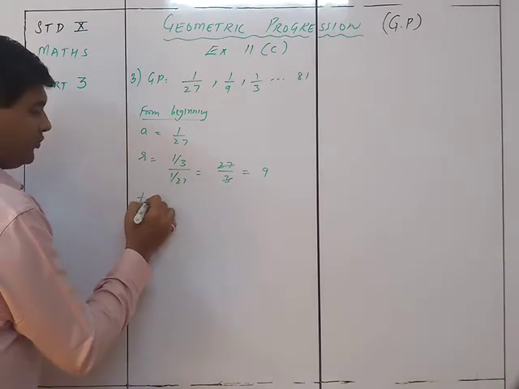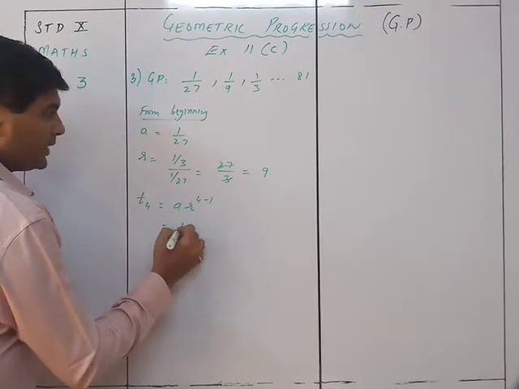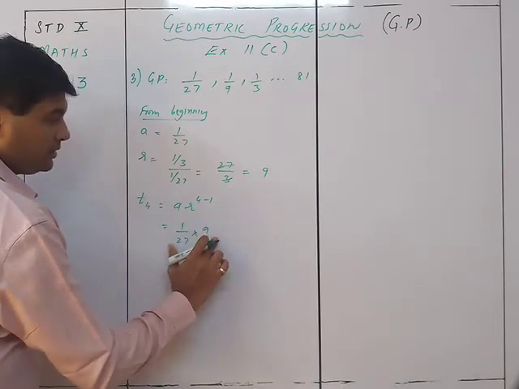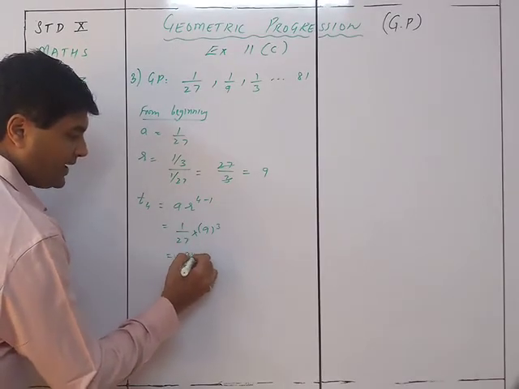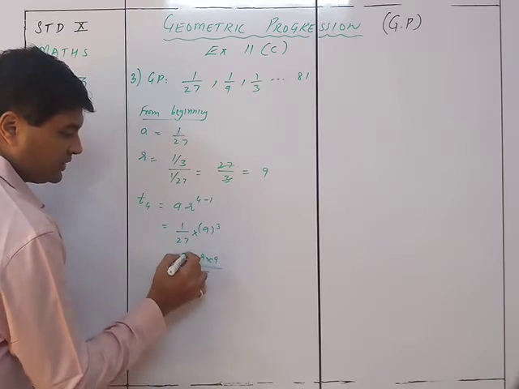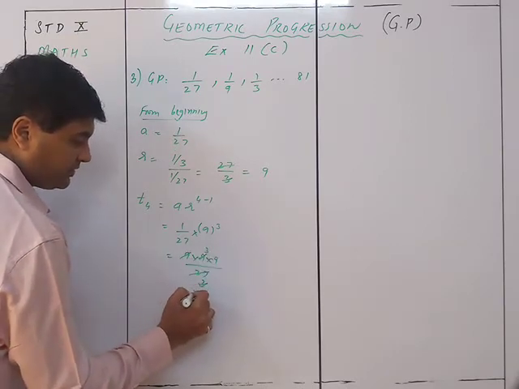Therefore, T4 is equal to AR raised to 4 minus 1, which is 1 upon 27 into 3 raised to 3. So that is going to be 3 into 3 into 3 upon 27, which is 27 upon 27, so again 1.